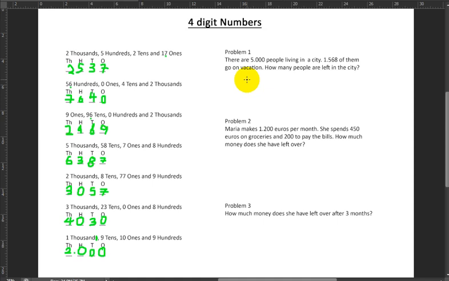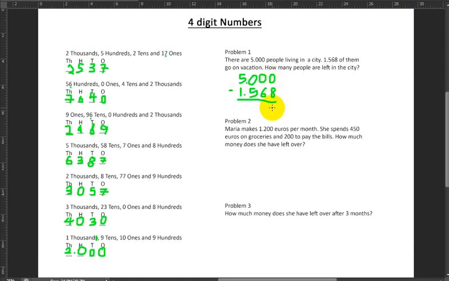Since they're leaving, that means I have to do 5,000 take away 1,568.